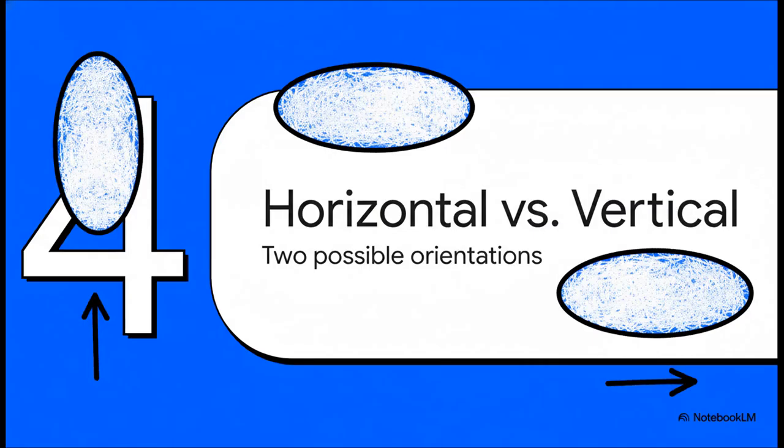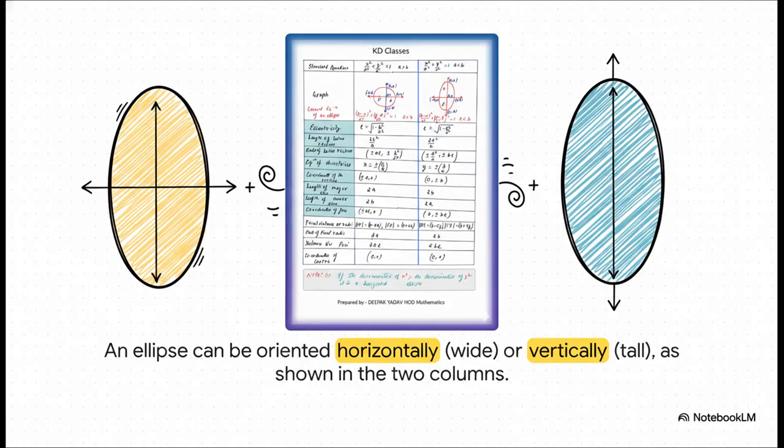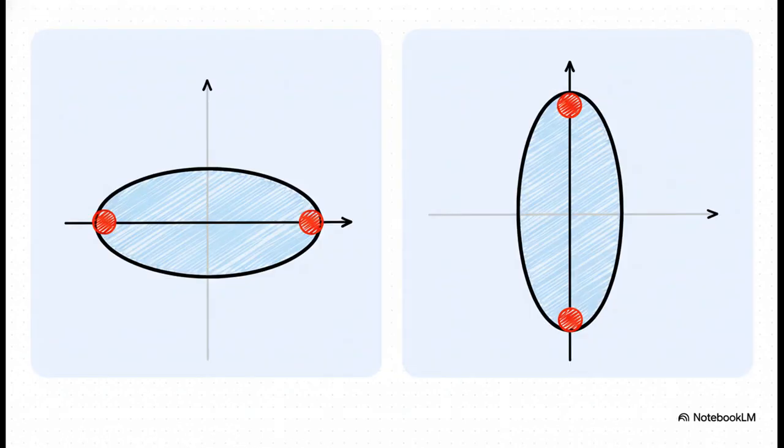Okay, but wait a minute. What if our ellipse is standing up instead of lying down? The equation has a really slick way to tell us which is which. Let's look at the two orientations. I mean, visually, the difference is obvious. One's wide like a football, the other's tall like an egg. The really amazing part is how just one tiny change in the equation accounts for this difference and shifts everything from the shape to where the foci are located. And the difference is actually really simple.